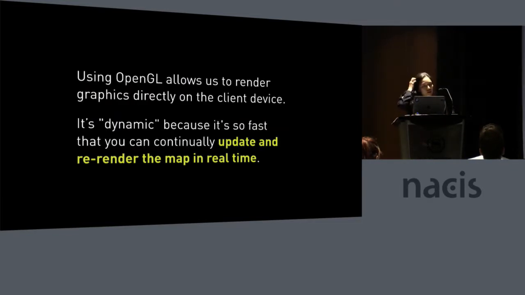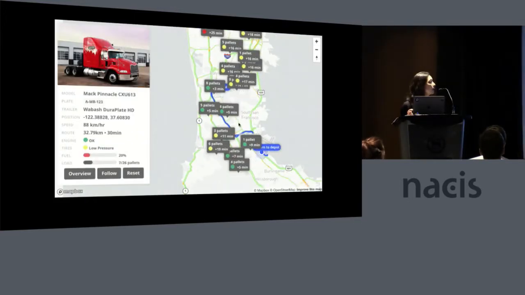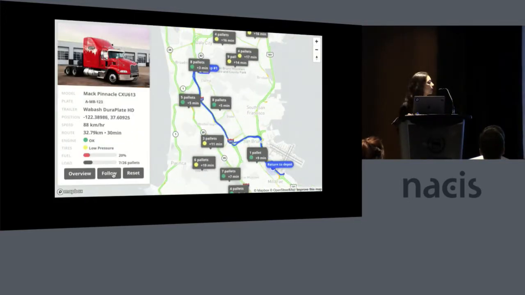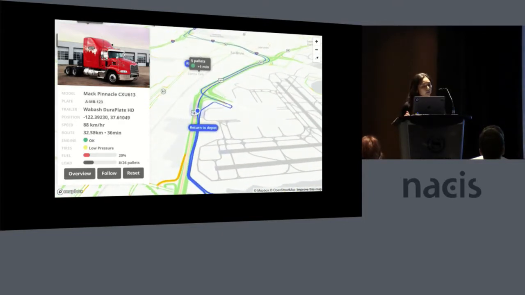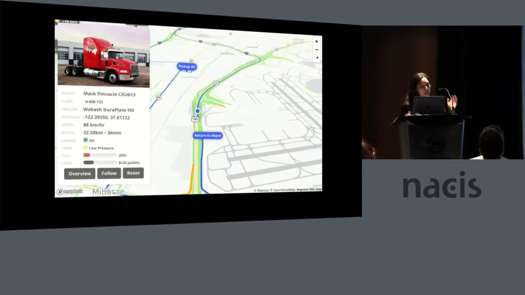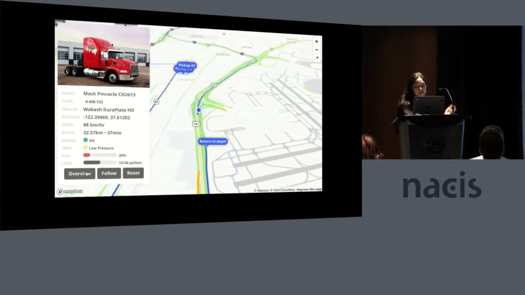Mapbox GL is a vector mapping library that uses OpenGL to render graphics directly on the GPU of a client device. It's dynamic because it's so fast that you can continually update and re-render the map in real time. This is just an example. You can see it's similar technology to that used in a lot of video games. There's real-time camera movements and data updates and style updates.